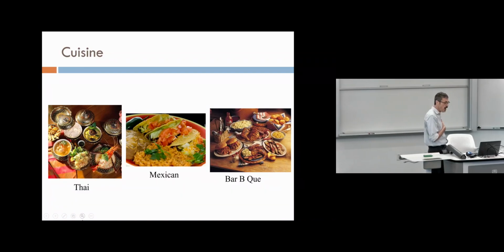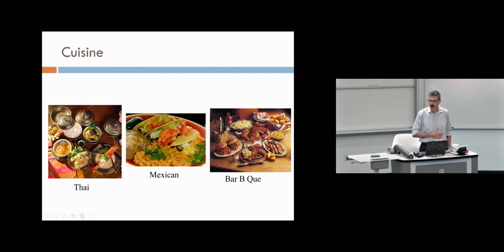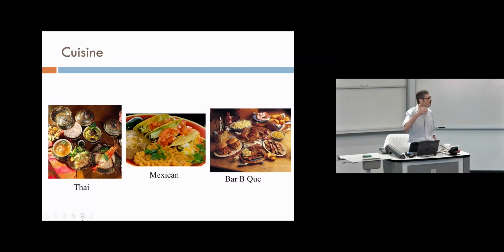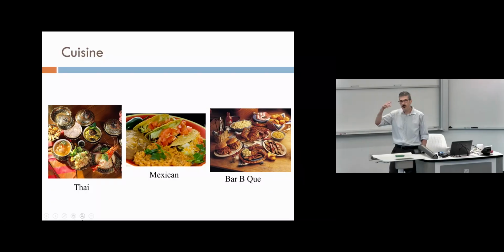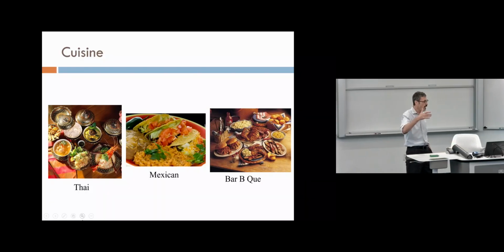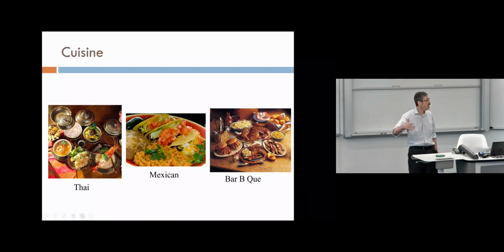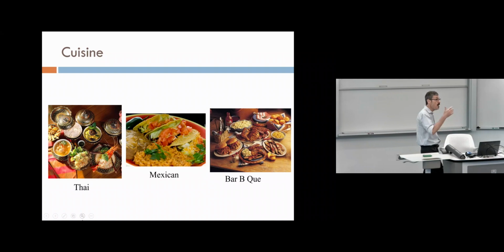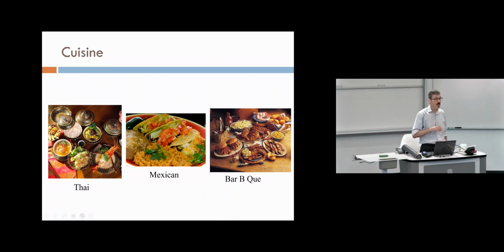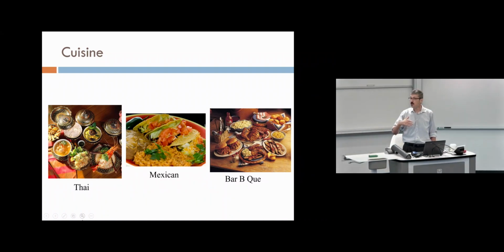I don't know how to cook Thai food. I don't know how to cook Mexican food. So I'm going to have to hire a chef, and that probably means I'm going to have to set up my kitchen in a particular way. If I've got Thai food, the kinds of equipment I have might be different from Mexican. So there are investments that need to be made.